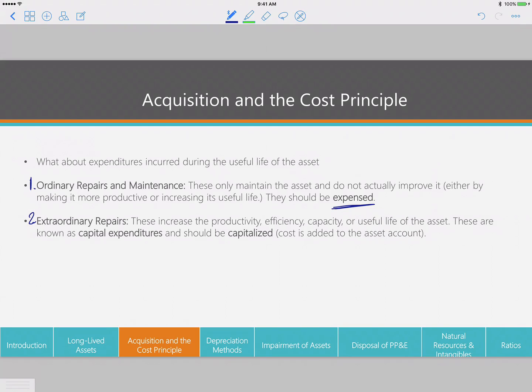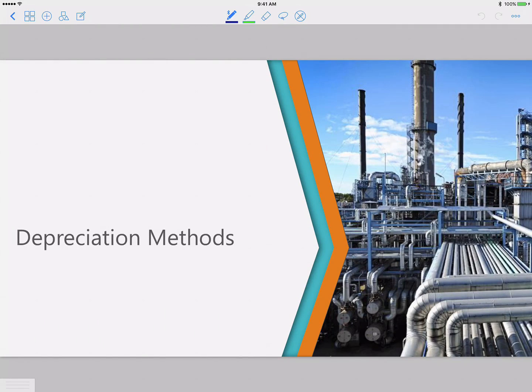For example, if you can make a car now last 10 years for your company instead of 8 years, it's now going to have a better useful life. Or maybe you have a machine that's now going to be more efficient. These are actual improvements to the asset, known as capital expenditures, and they should be capitalized, meaning that the cost is added to the asset account. So rather than expense it, you would add it to the cost of the asset and then depreciate it over time. On that note, let's talk about the actual depreciation methods that we have.